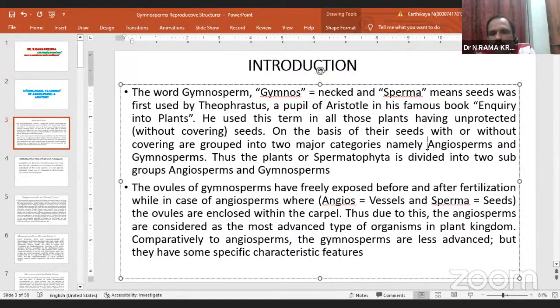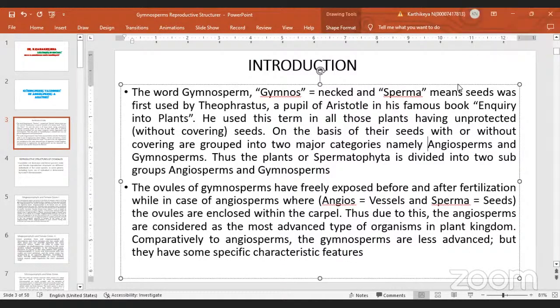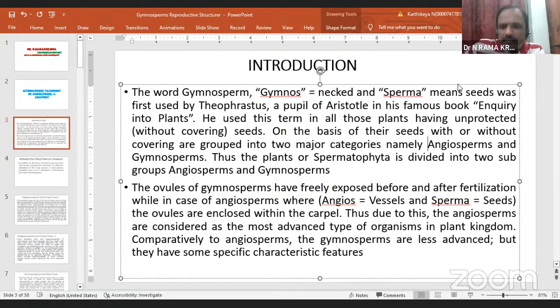I already completed this in the last class. These are all the introductions, just a little introduction about what is angiosperms and what is gymnosperms. The spermatophyta is divided into subdivisions: one is gymnosperms, second is angiosperms. Okay.